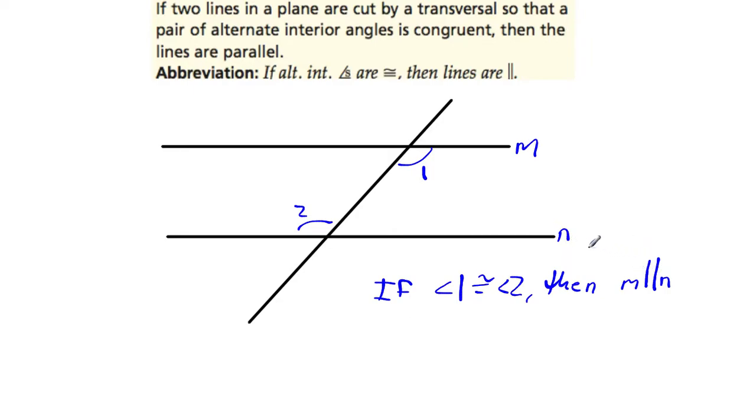Pointing out the fact that just like the other ones before, if I said if M is parallel to N, then angle 1 equals angle 2 because they are alternate interior angles. Now I'm saying, well, if angle 1 and angle 2, alternate interior angles, are congruent, then M must be parallel to N.